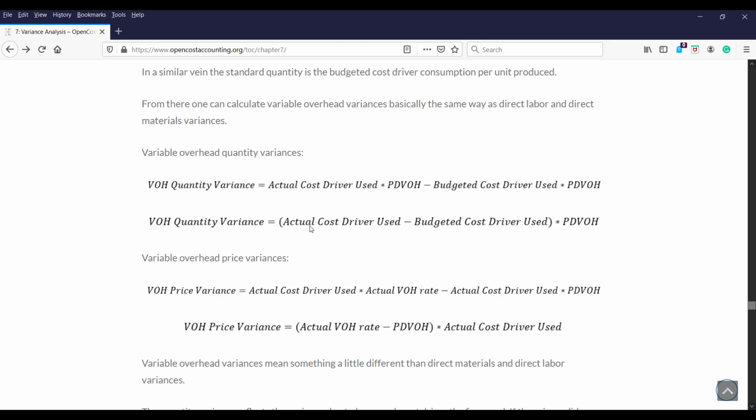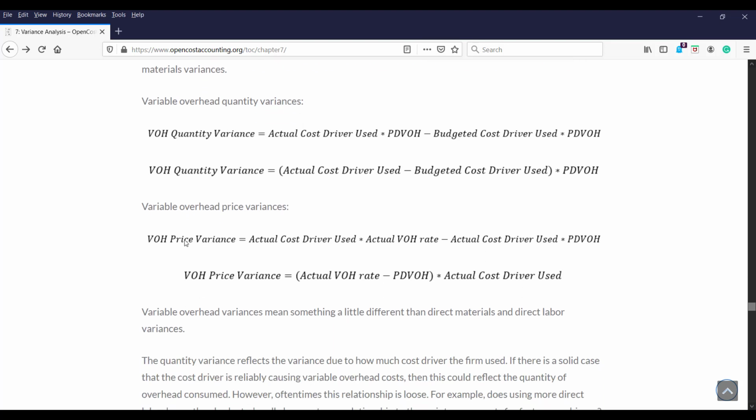the rate is. So with this we again are just varying the quantity between actual and budgeted, and we're going to multiply that by our price. In this case, a standard price of PDVOH. Now, for price, we again have PDVOH right over here. That's our standard price, basically, multiplied by, I'm on the right-hand side of the equation here, going backwards through, our actual quantity, actual cost driver consumed, which is our quantity of variable overhead consumed effectively.